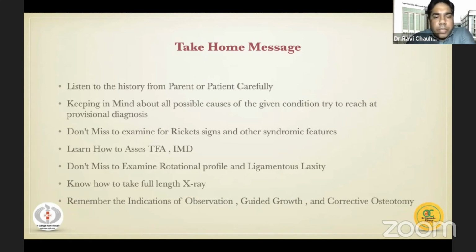TFA, IMD, rotational profile measurements. I suggest to postgraduates that you learn the methods of how to examine these. Please practice them on your patients. Know how to take full length x-rays and remember the indications of observation, guided growth, and corrective osteotomies. With this, I'm concluding my lecture. Thank you.